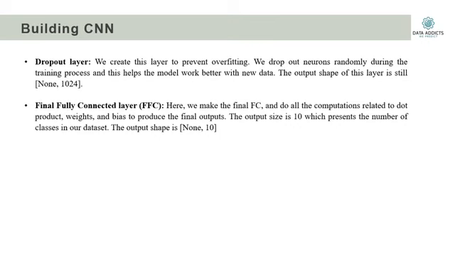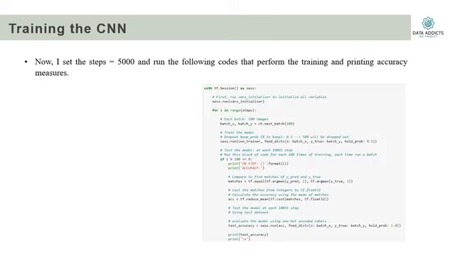So we created all the layers in our CNN model. Right now we are going to train our model. So we set up these steps, 5,000, as Dr. Wen instructed for us, and we're going to run the following codes. I put a screenshot here. You can look at this.